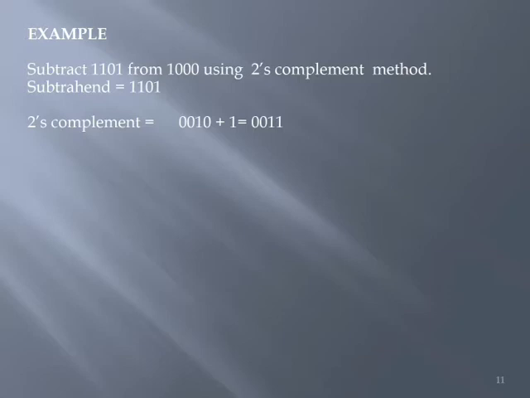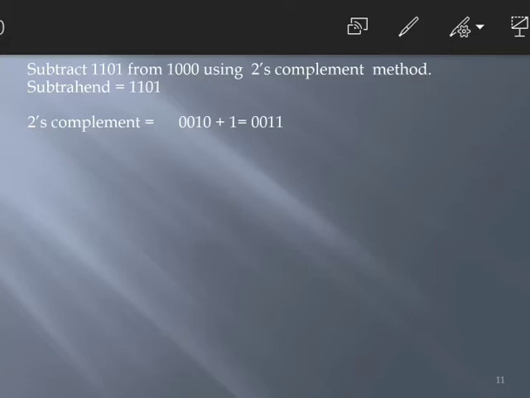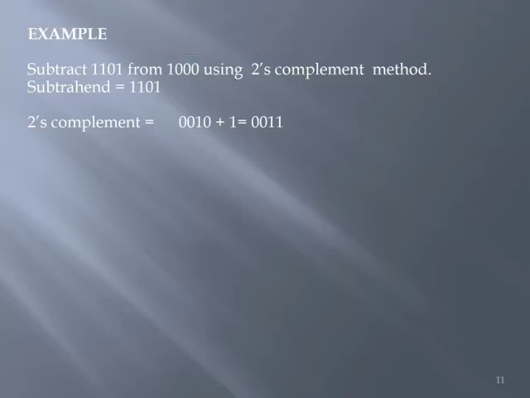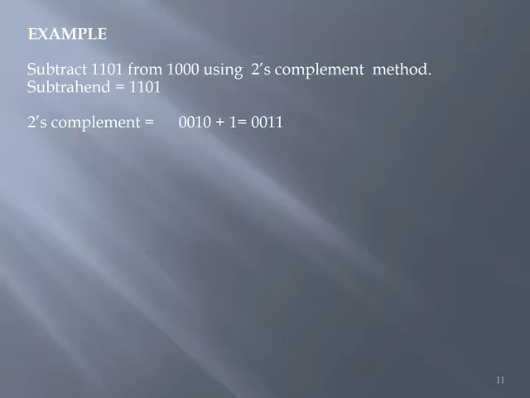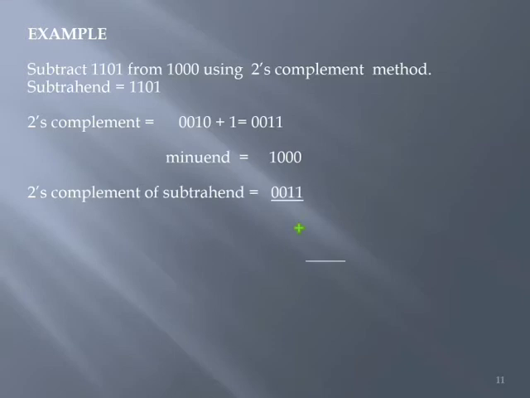So the first step is we need to find the 2's complement of the subtrahend, that is 1101, which is 0010 plus 1, which is nothing but 0011. So 0011 is the 2's complement of the subtrahend 1101. After that you need to add this 2's complement of the subtrahend to the minuend. After addition, the 2's complement of the subtrahend is 0011, the minuend is 1000, and you will get the result 1011. So no carry is generated, and the result is a negative number in 2's complement form.